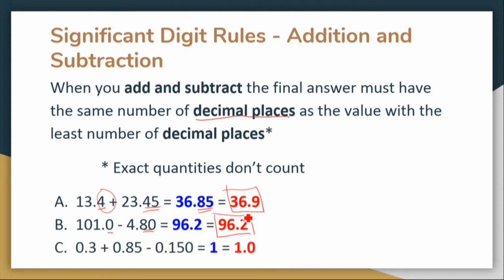Last, 0.3 plus 0.85 minus 0.150. The final answer is 1. But if we count the decimal places, this one has 1, this has 2, and this has 3. So we're going to follow the one with the least decimal places, which is 1. So we're going to add 1 decimal place in our final answer. That's why we get 1.0.